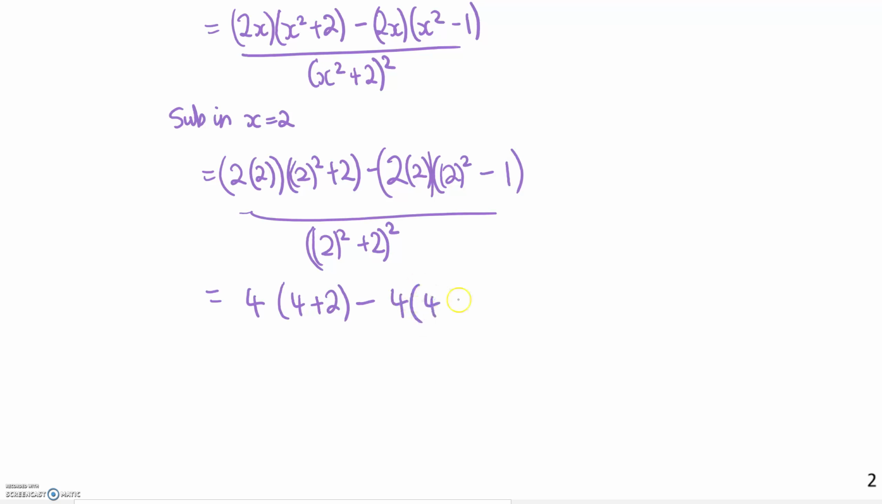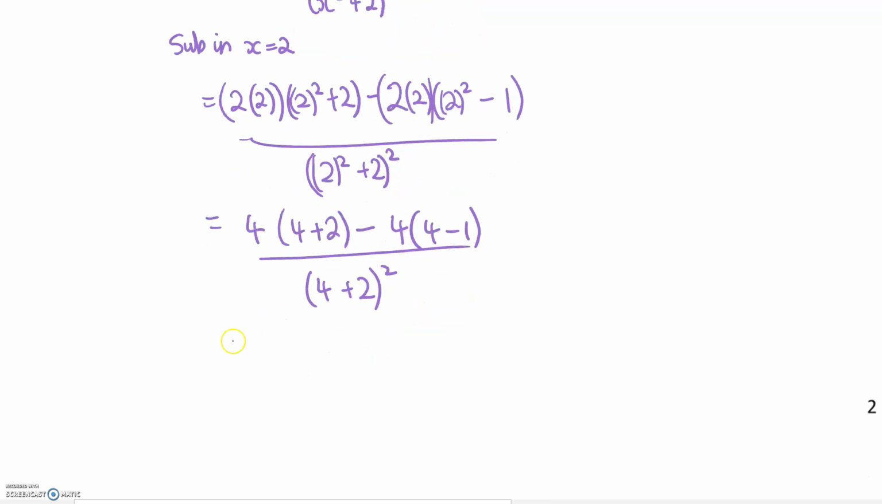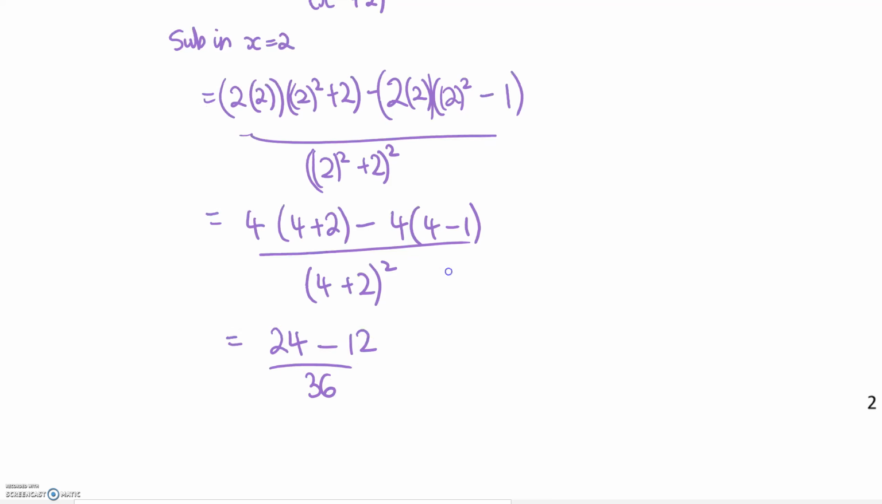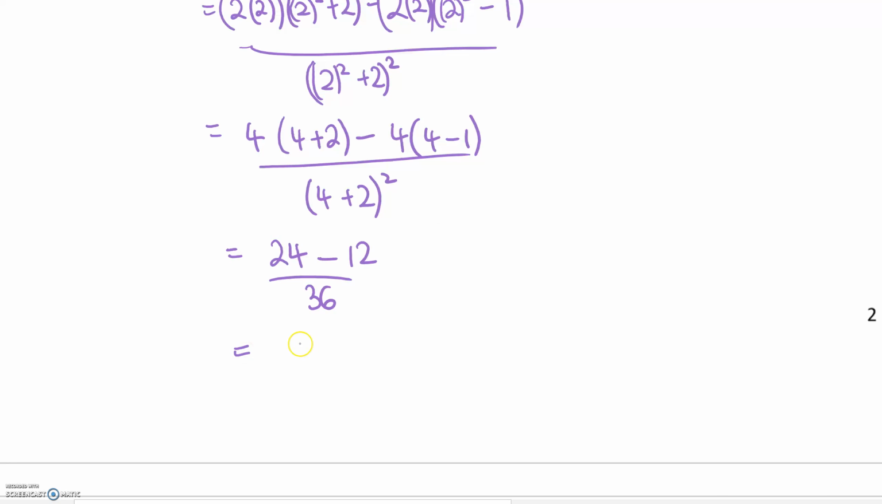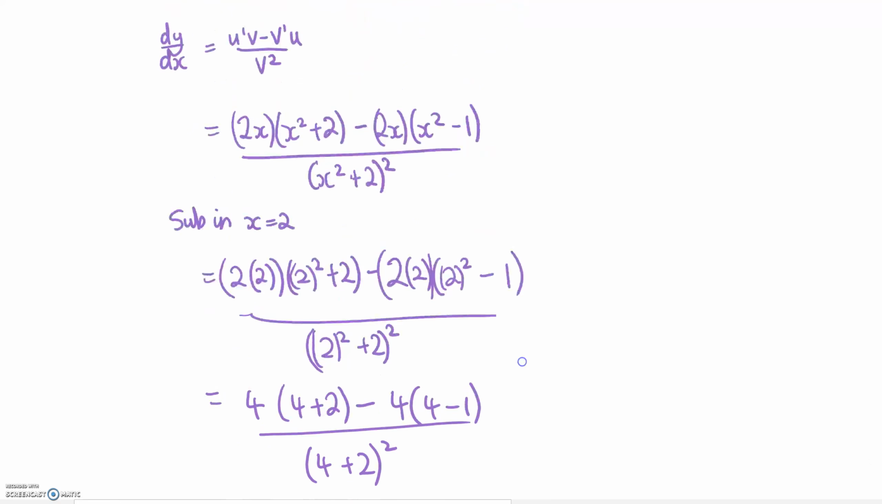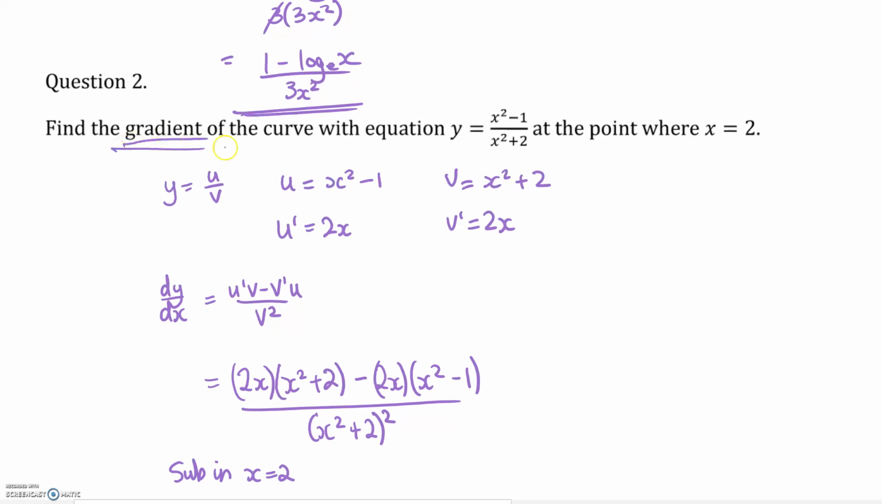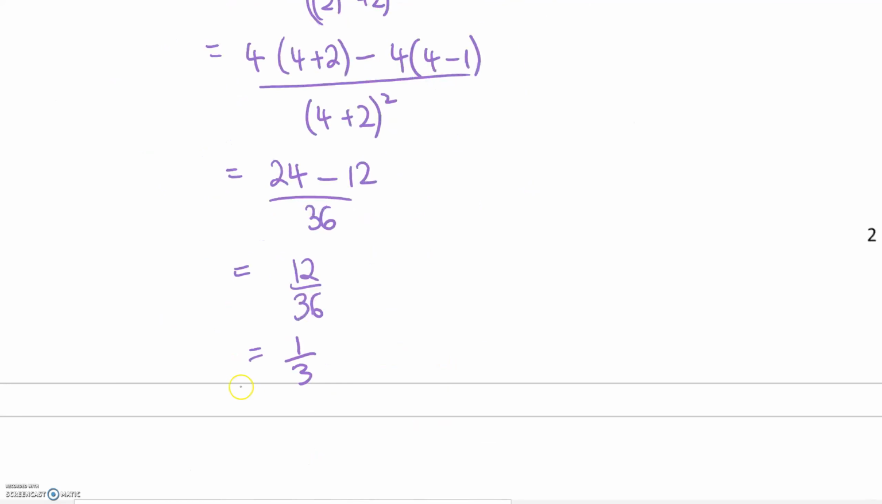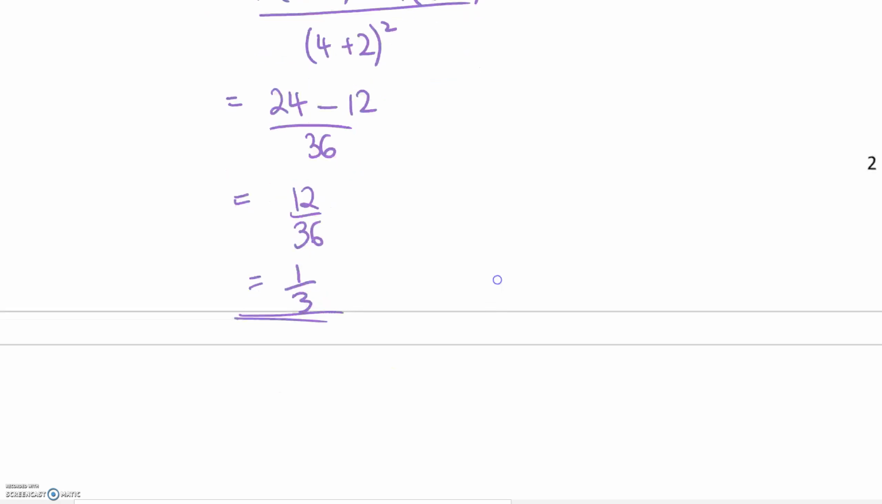4 times 4, take 1, all over 4 plus 2 all squared, which is going to give me 4 times 6, this is 24, take away 4 times 3, which is 12, all over 36, which is going to give me 24 take 12, which is 12 over 36, which cancels to 1/3. Now, considering it didn't ask me for anything more than the gradient, I have found the gradient here, so I can stop there with my answer being 1/3.